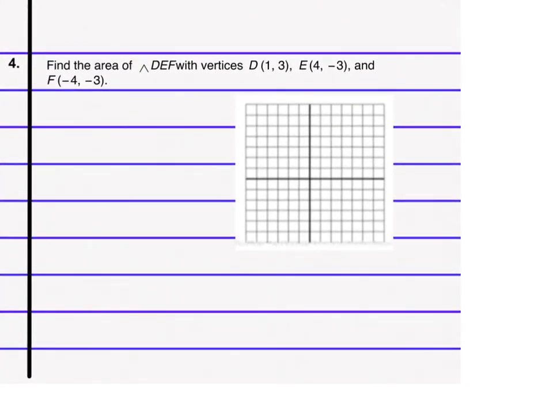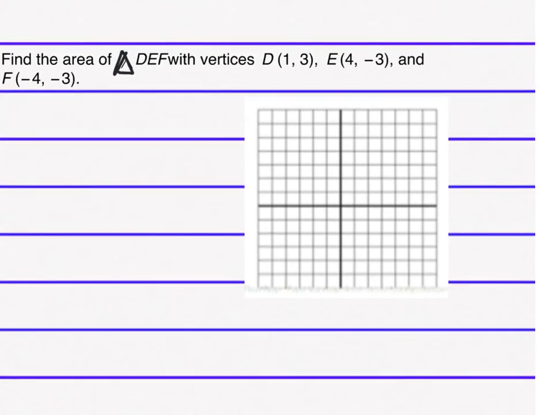All right, find the area of triangle DEF with vertices D at 1, 3, E at 4, -3, and F at -4, -3. All right, so let's see what our triangle looks like. We don't have to do perimeter.